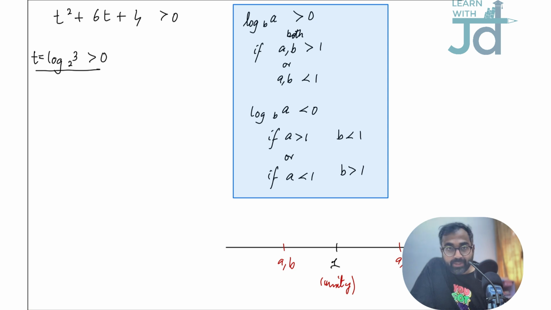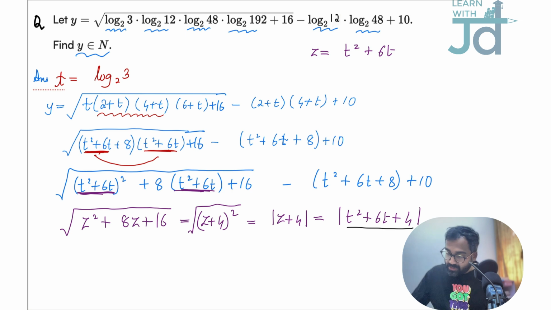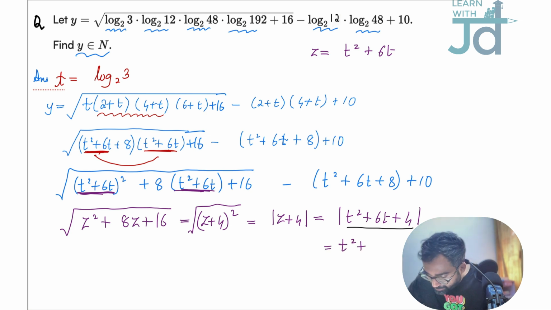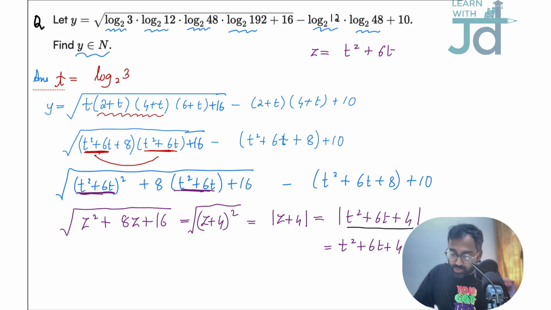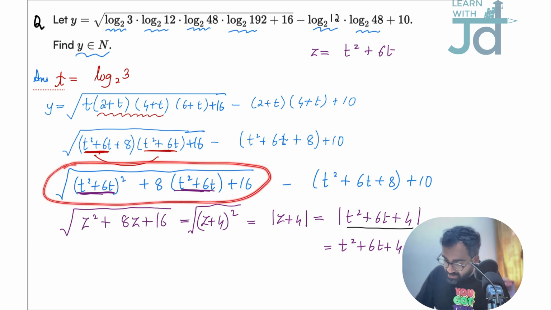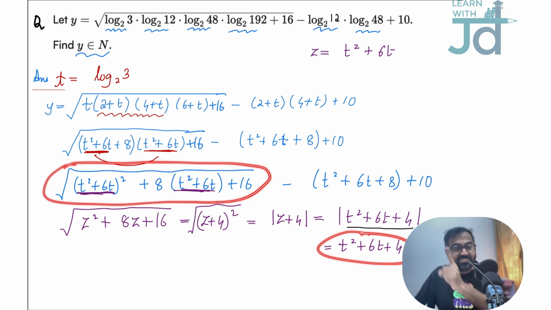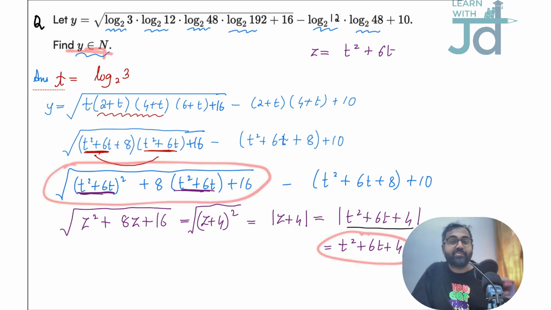You getting my point? तो ये हो गया. So that is the case. Now whatever is inside the modulus is positive, so as it is, it will get returned. So this whole thing will be t square plus 6t plus 4. I told you it will be a perfect square. I judged also it will be a perfect square. I told you the reason why, because y is a natural number.